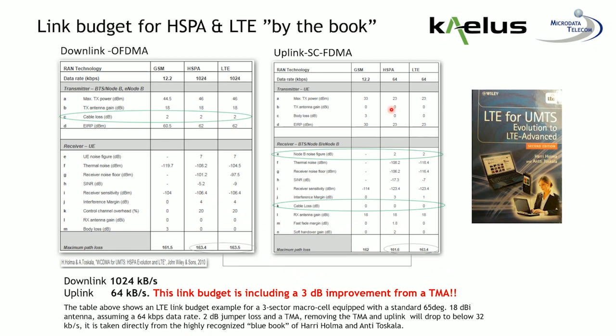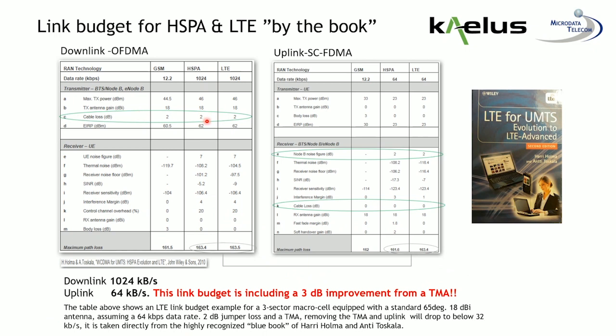In their book, they have this link budget calculation that is very interesting because it's, first of all, GSM, 12.2 kilobits, HSPA, 1 megabit, and LTE, 1 megabit. And here we can see that they are using 2 dB feeder loss or jumper loss, I would say.